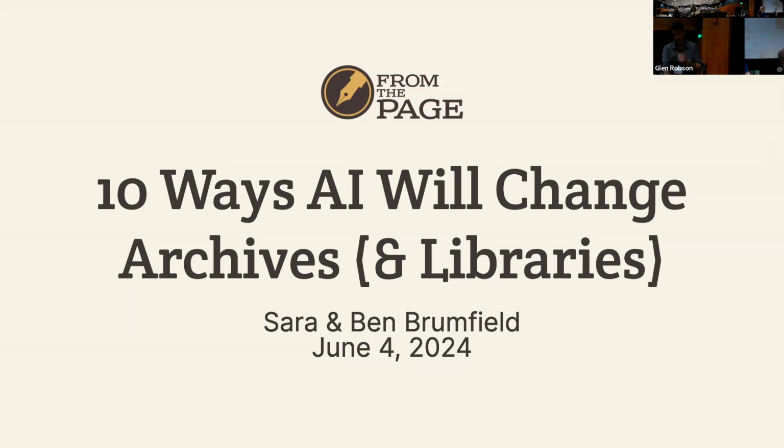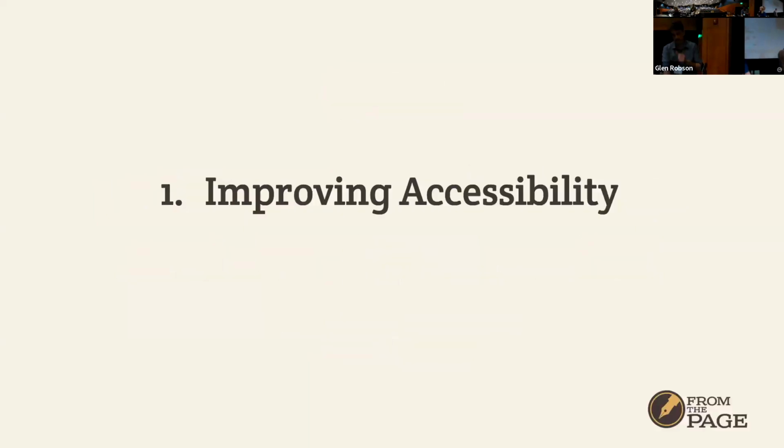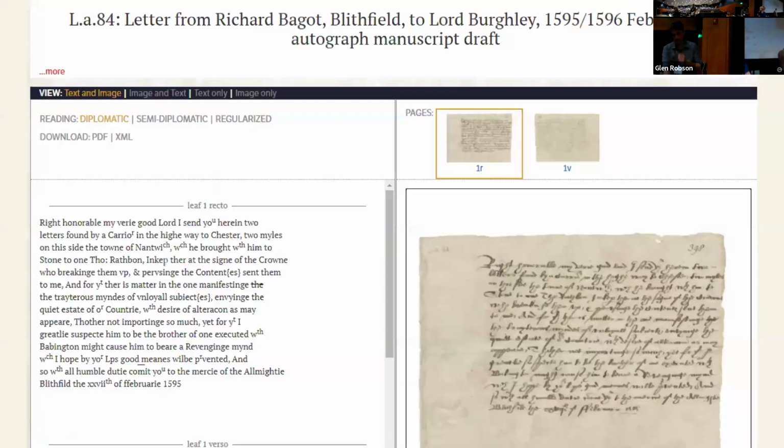Okay, so over the last 18 months, we've been running experiments, making changes to from the page, and observing what's happening elsewhere in our ecosystem. And from that work, we have 10 specific examples of how AI is going to change archives and digital libraries. So the first way is improving accessibility. So let's start with this example.